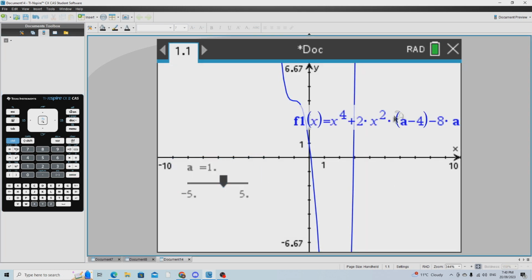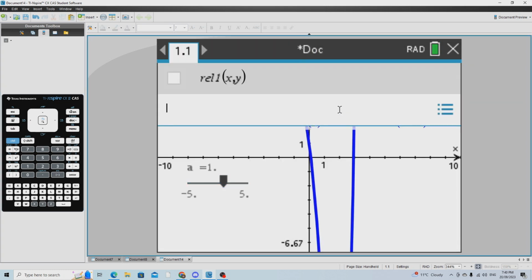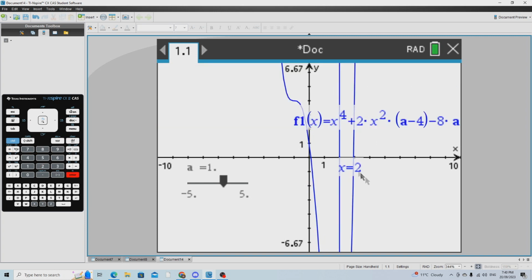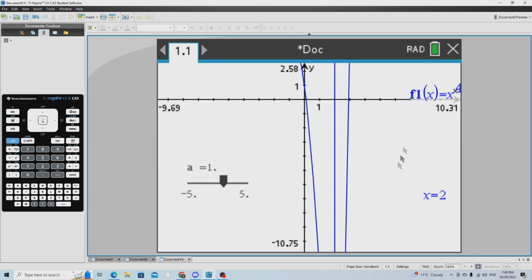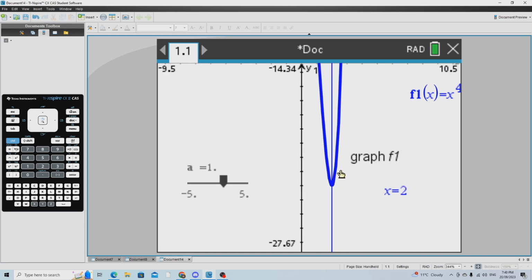Okay, and we get this, and we know that f is between 2 to infinity. So what I'm going to do is I'm just going to sketch a relation, for example, x equals 2. And so at this x equals 2 right over here, this is going to show us we're only taking the right side of it. So right here, let's look at the first answer.